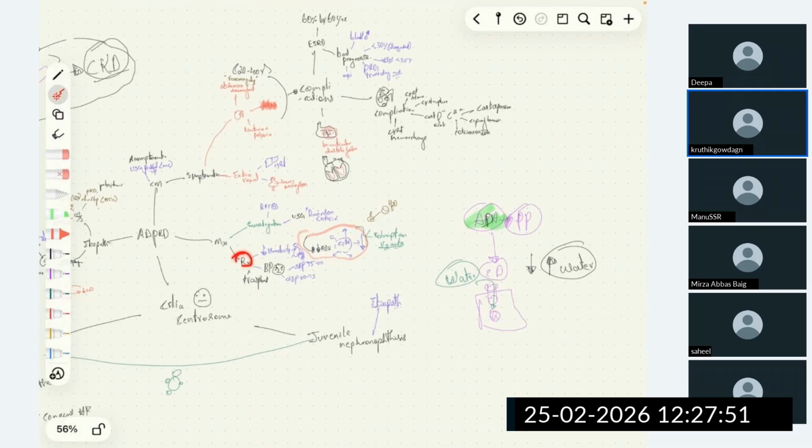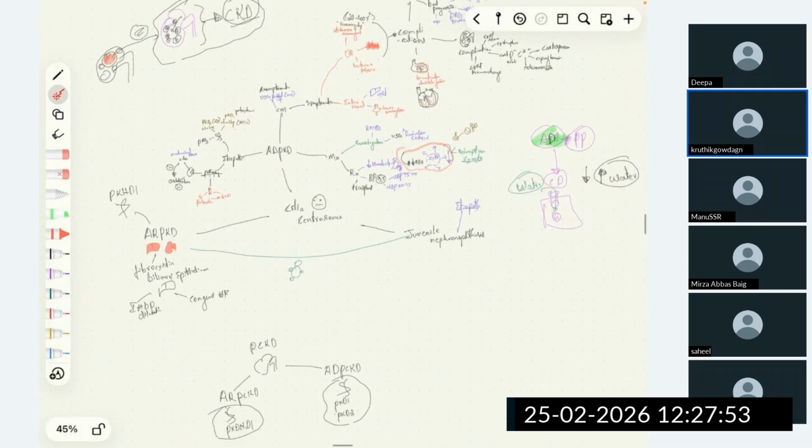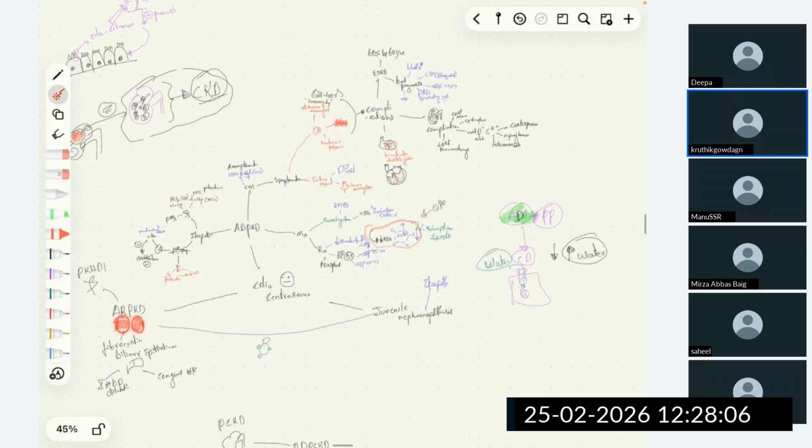I will summarize polycystic kidney. Polycystic kidney is divided into ARPKD and ADPKD. ARPKD is associated with mutation of the PKHD1 gene, with renal and hepatic manifestations. Then we have ADPKD, most commonly PKD1, the most commonly asked question. Etiopathogenesis: gene mutation PKD1, PKD2, PKD3.